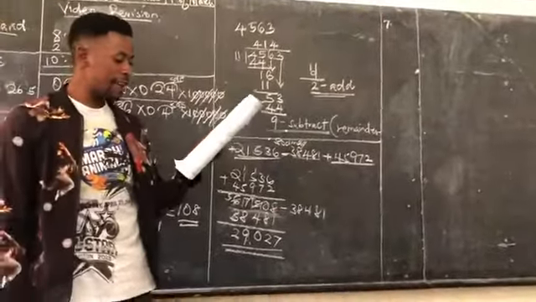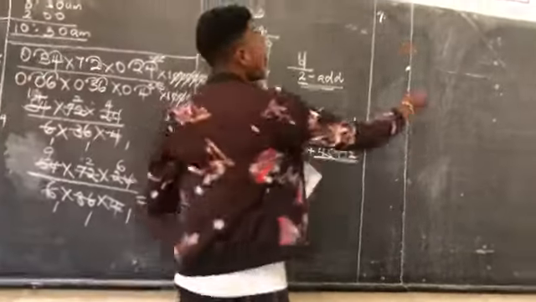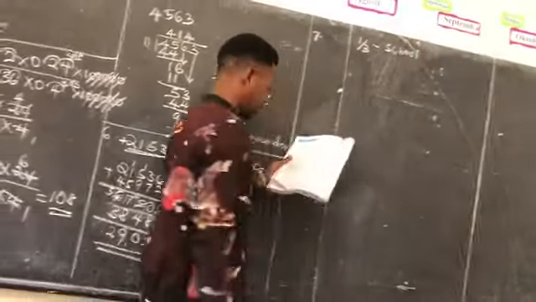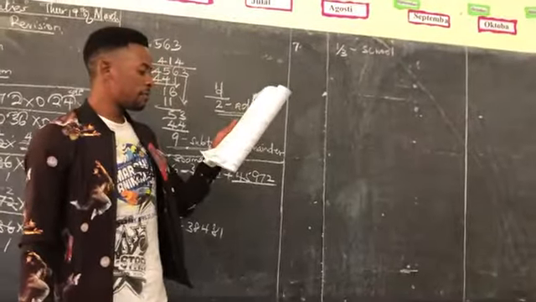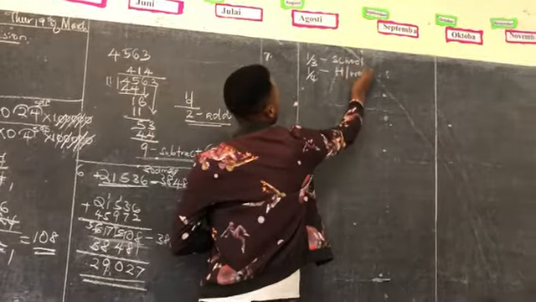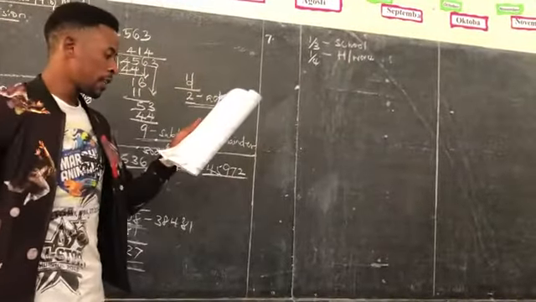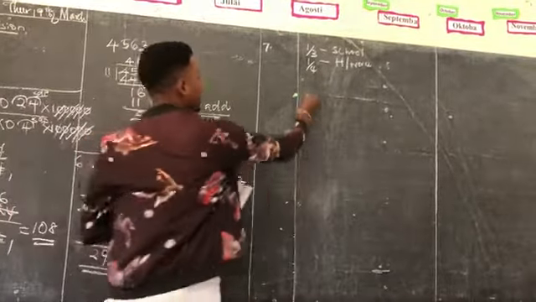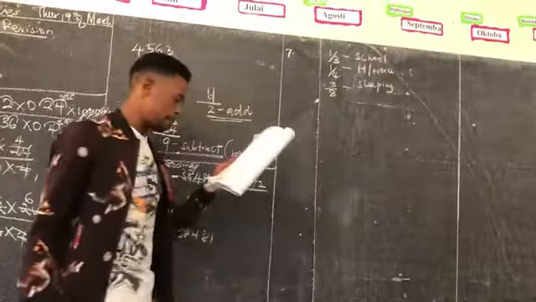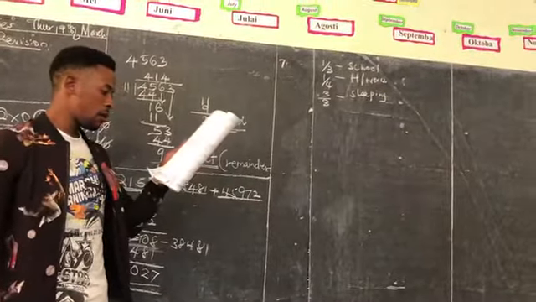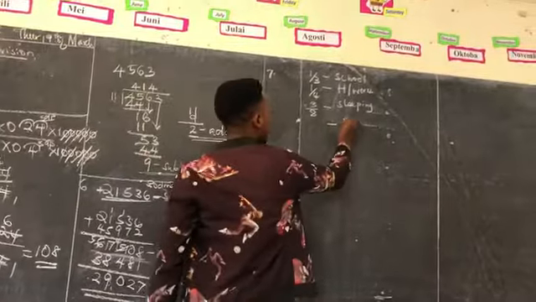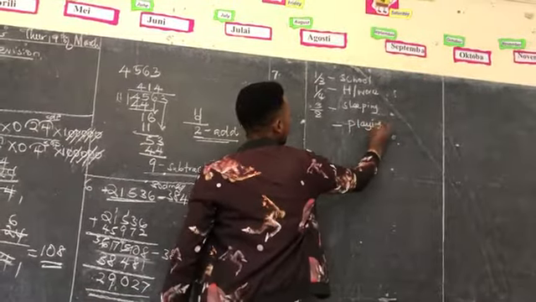Number 7, Rukia spends a third of her day at school. Then a quarter of her day doing homework. And 3/8 of her day sleeping. And you're told that the rest of the time she spends playing. And so playing is the rest.